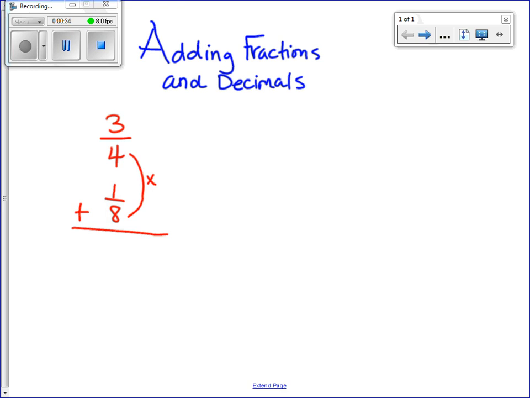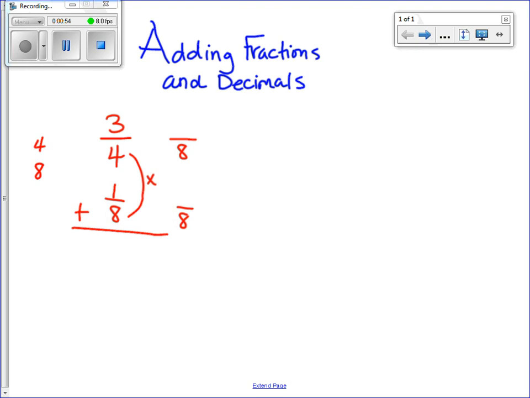So I'm going to look for the least common multiple of both of them, the first number that both of them will divide evenly into. Well, I start with the smaller number, 4. I know 4 is not going to work because 8 will not divide into it evenly. The next number would be 8, and 8 would work. So I know that my denominator is going to be 8.